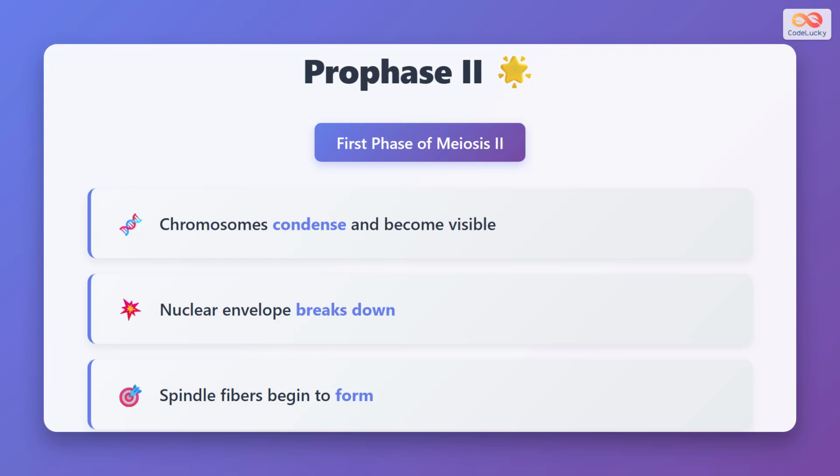Prophase II is the first phase of Meiosis II. During this phase, the chromosomes condense and become visible under a microscope. The nuclear envelope, which surrounds the nucleus, breaks down completely. At the same time, spindle fibers begin to form from opposite poles of the cell. These spindle fibers will be essential for moving chromosomes during the later phases.